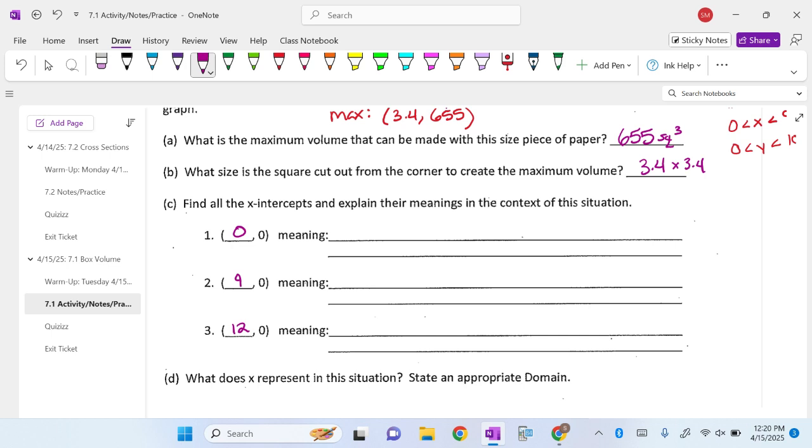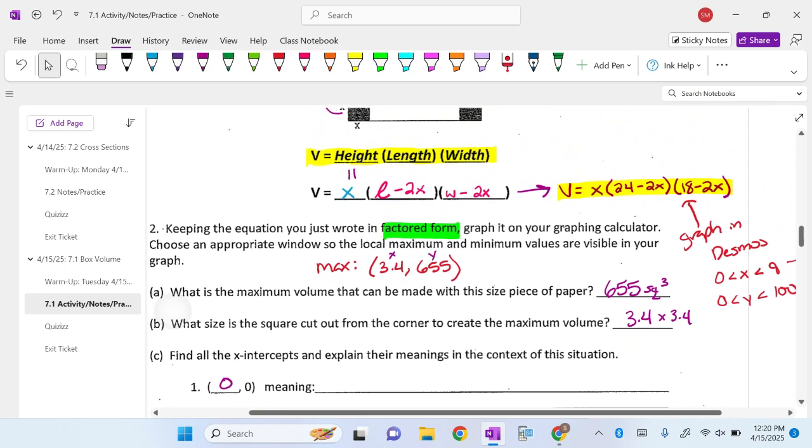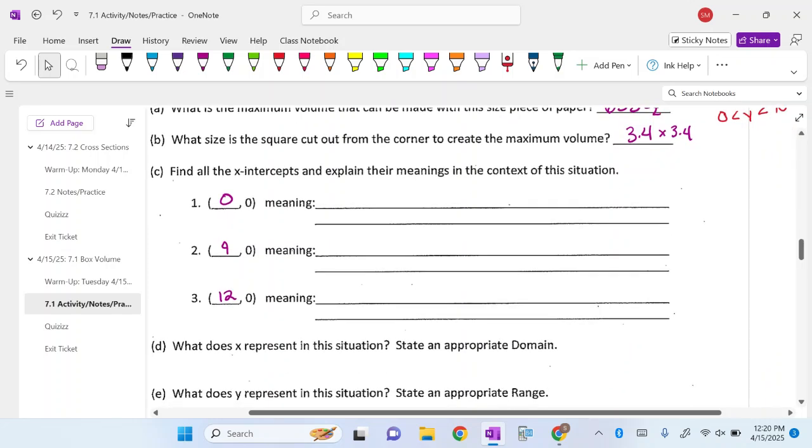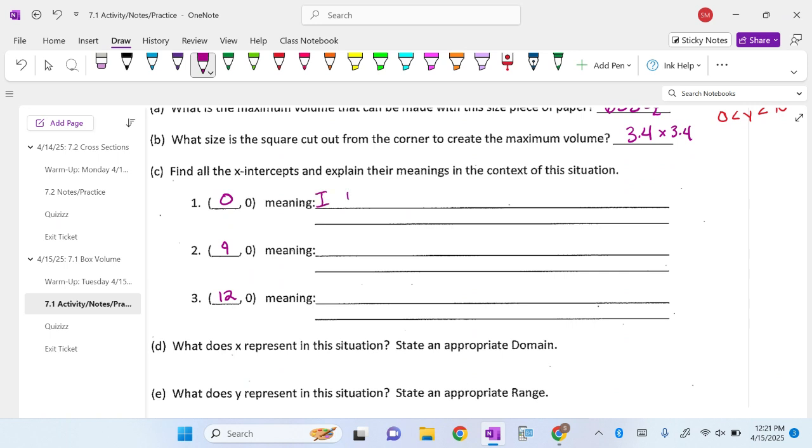Well, think about it. Your x values represent your what? What did I just say the x values in the situation represent? X represents the height. That's what it will always represent in this situation. So if I have a height of 0, that means what? I have not cut the paper. If I have a height of 0, that means I have not cut the paper.